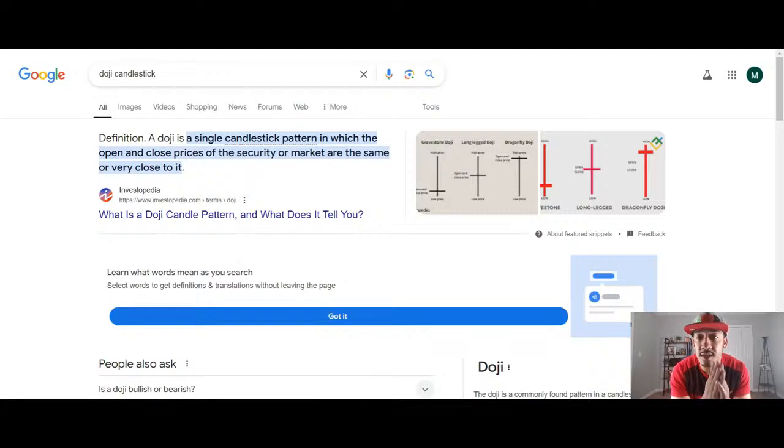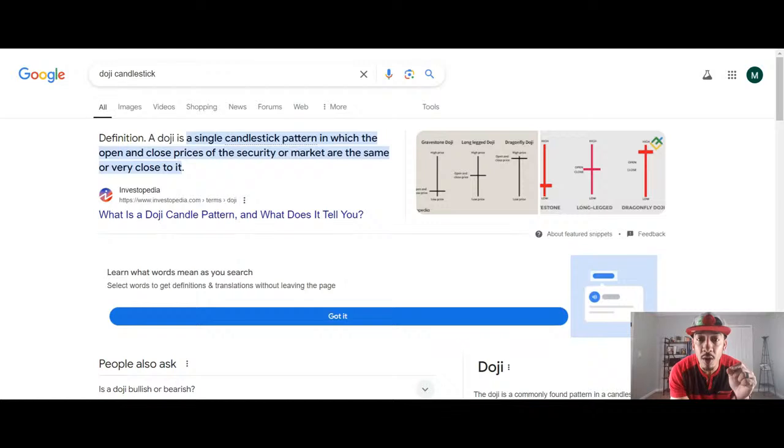When you're looking at the daily time frame, the candles have a lot more significance in a swing trade because the candle on a swing trade is going to let you know what the next day is going to look like, right? So a doji candle is a single candlestick pattern in which the open and close price of the security or market are very close. So the stock could have opened here, went up, went down, but whatever happened, by the end of the day, it ended right near the open, right?